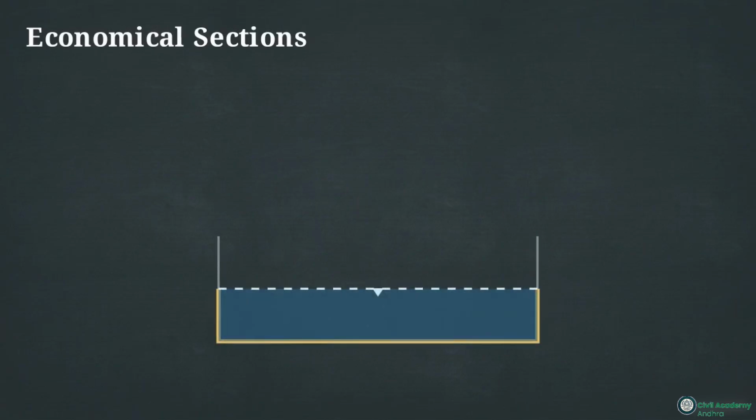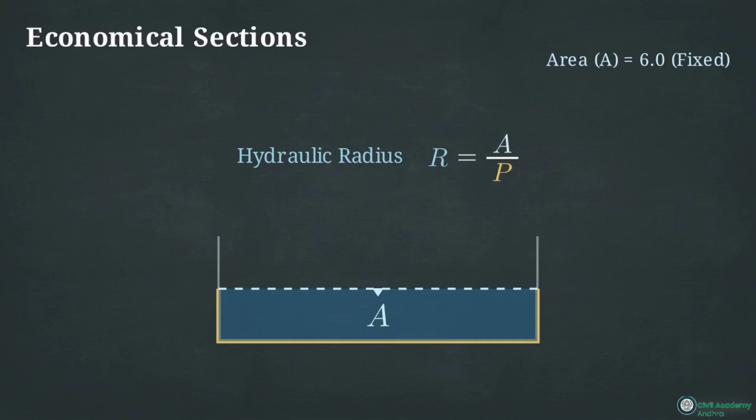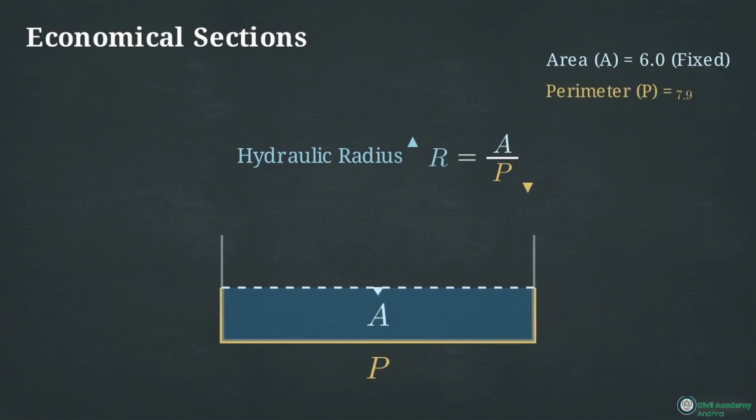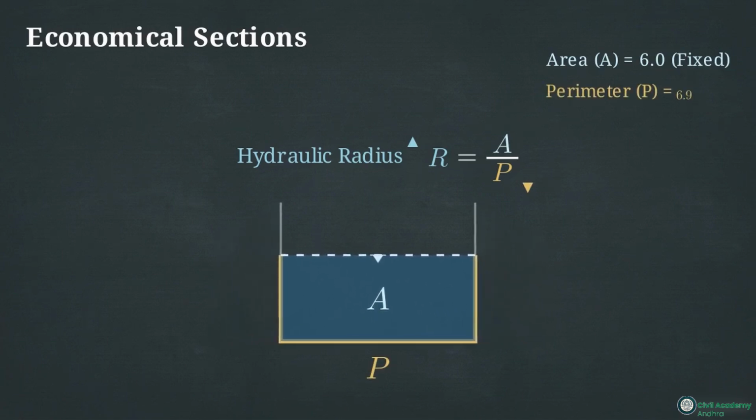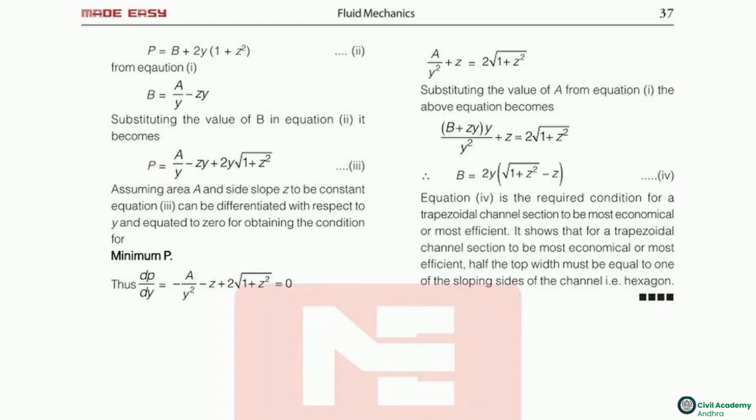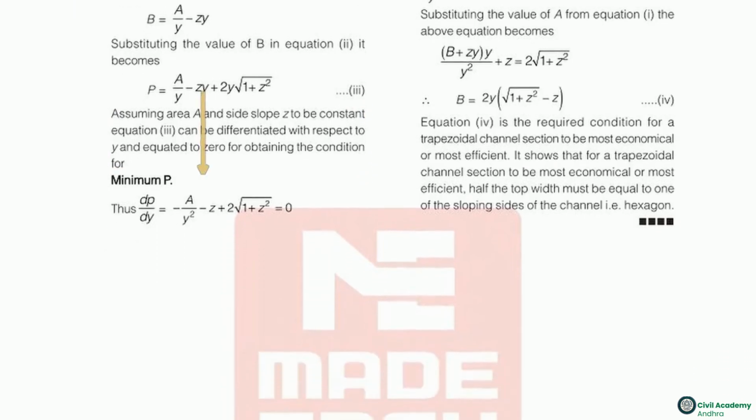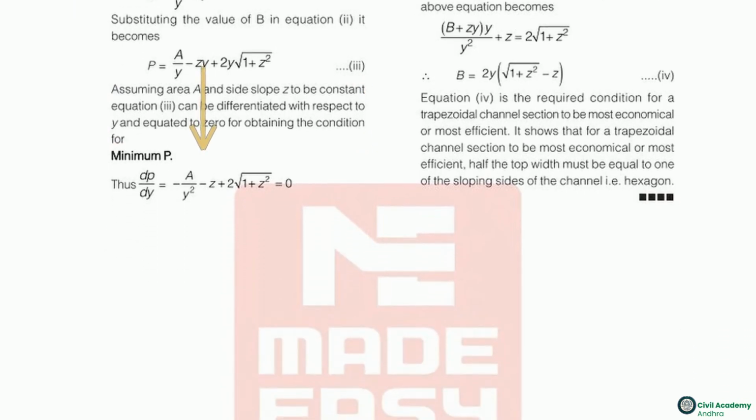Now let's look at economical sections. If your goal is to push the maximum discharge through a fixed cross-sectional area, the math tells us you have to maximize the hydraulic radius. Since hydraulic radius is area divided by perimeter, maximizing it means you must make the denominator, the wetted perimeter, as small as physically possible. When engineers design a trapezoidal channel, they take the derivative of the perimeter with respect to depth and set it to 0 to find that exact minimum value.